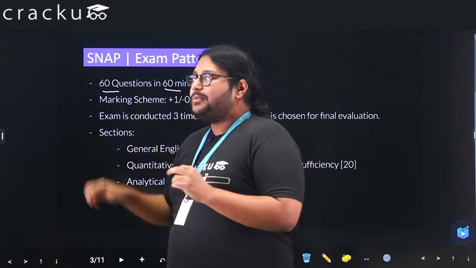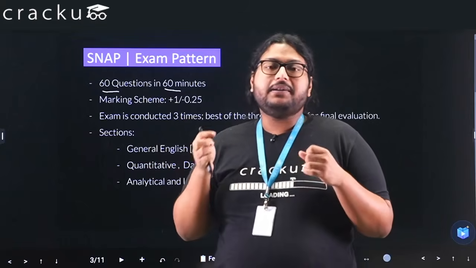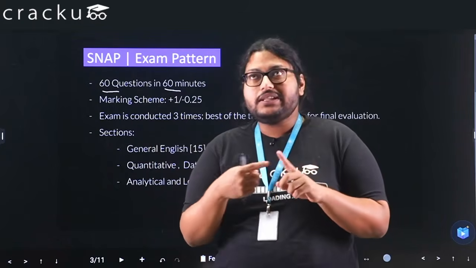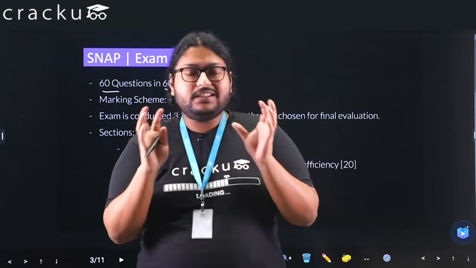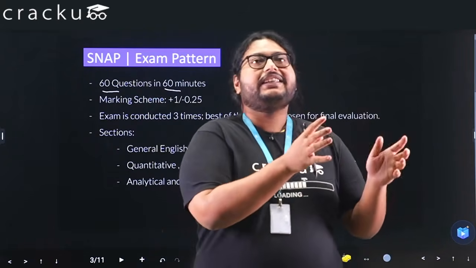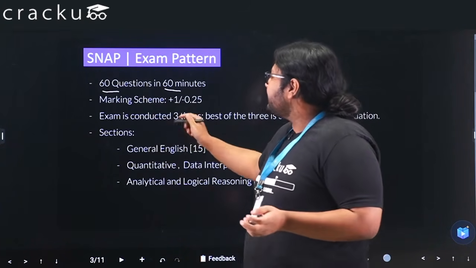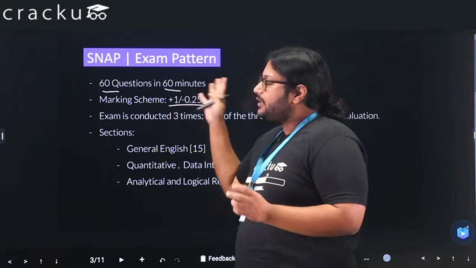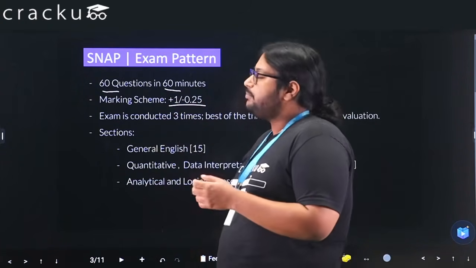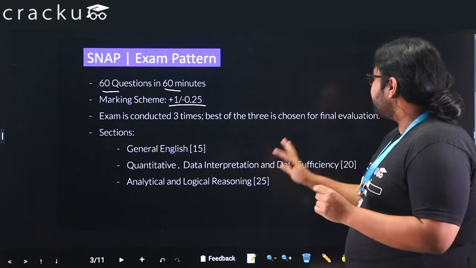So in SNAP, the game is not about how much you know, but more about how accurate you are and how fast you are, because accuracy and speed are the two most important factors which can take your score to a very high percentile. The marking scheme is +1 for a correct answer, and if you get it wrong, you get 0.25 as a negative. The exam is conducted 3 times, and the best of the three is chosen.